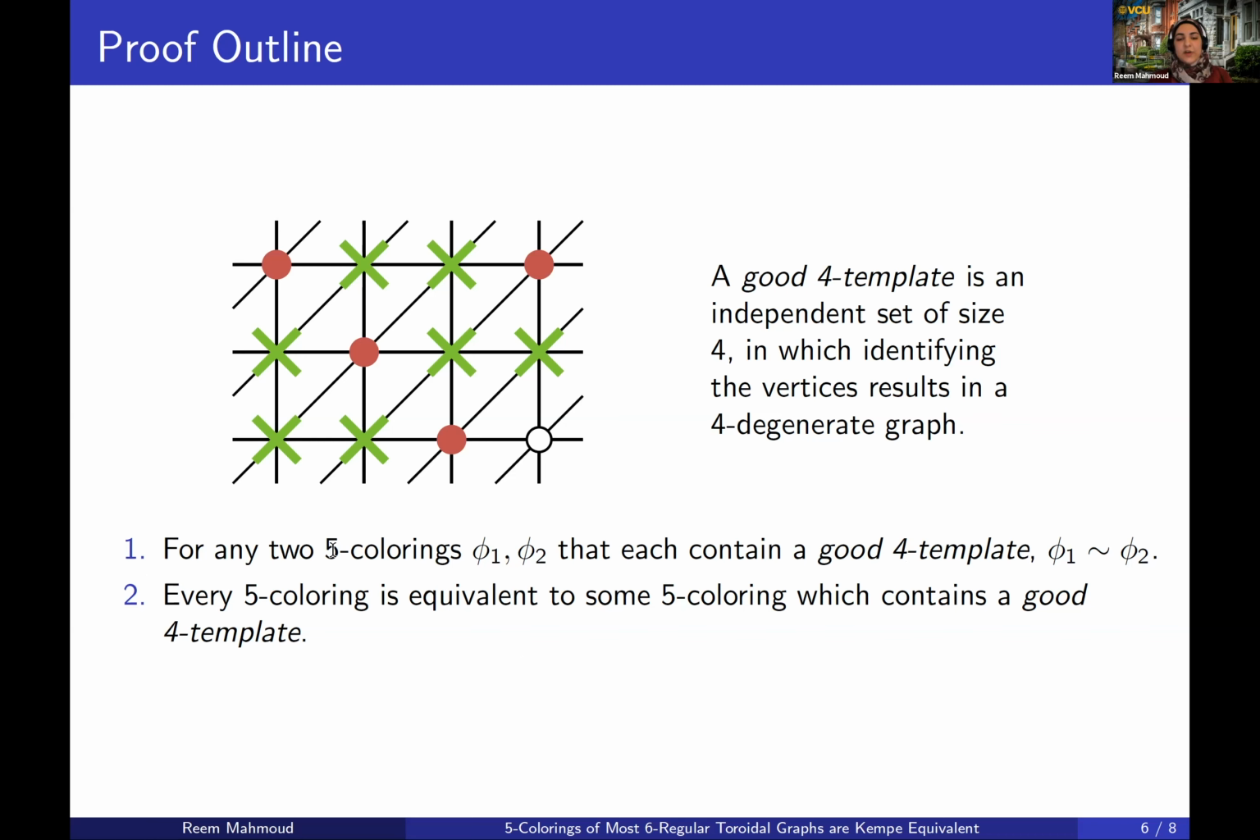So I'm going to try to briefly explain how we show the first statement. And again, it's going to rely on what I briefly mentioned, which is that almost all of these graphs that we're dealing with are actually 4-colorable.